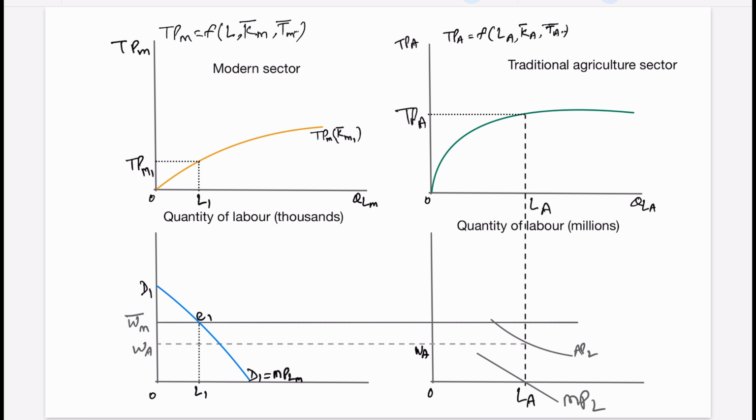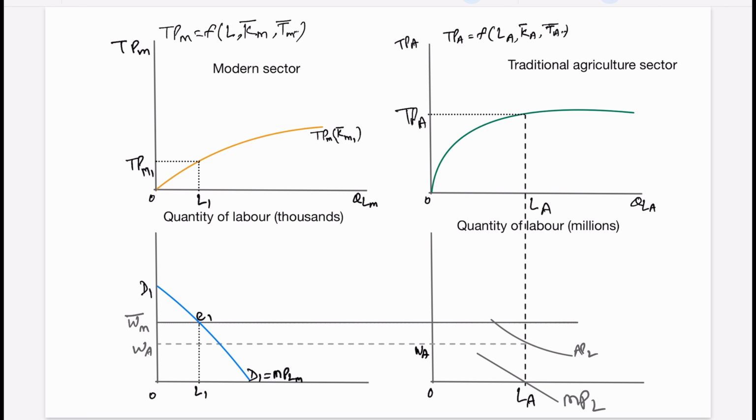So see what is happening here. On the x-axis we have the quantity of workers in agriculture. On the y-axis we have the total product coming from agriculture. This is given by a production function which depends on labor in agriculture, the capital in agriculture, which is constant in the short run, and the technology, which is also constant in the short run. So see, as we increase the number of workers in agriculture, the production function, given by the green line, increases initially and then becomes flat.